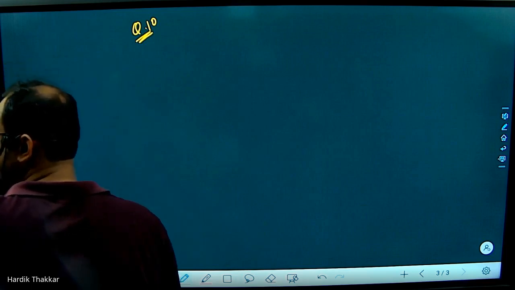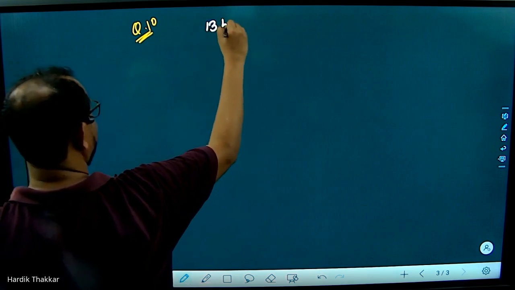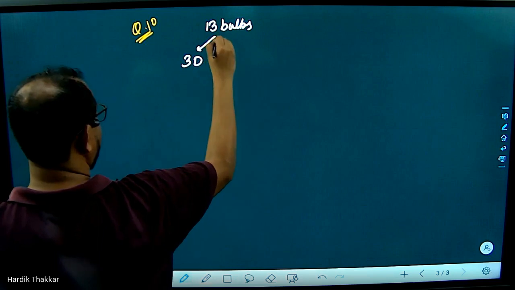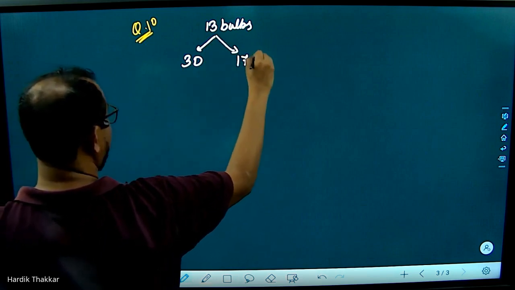So question number 10 says that a box contains 12 bulbs of which 3 are defective. Okay. So a box contains 12 bulbs. So total there are 12 bulbs, out of which 3 are defective, and the remaining 17 bulbs are non-defective. Clear?